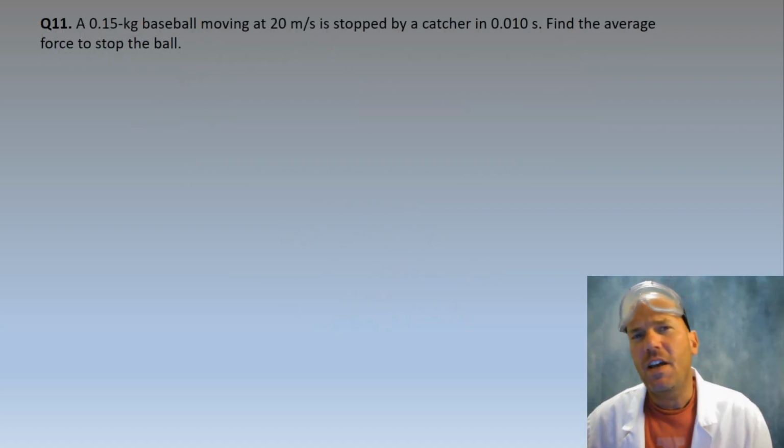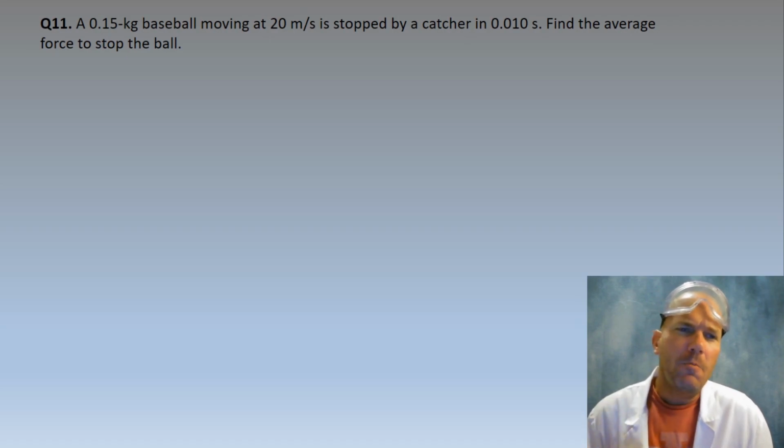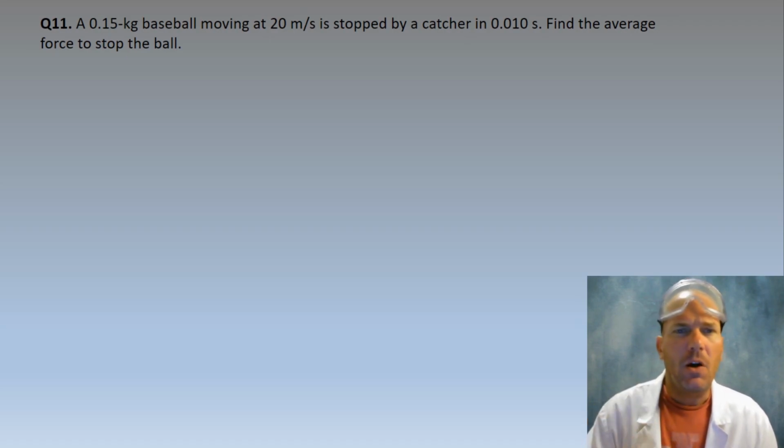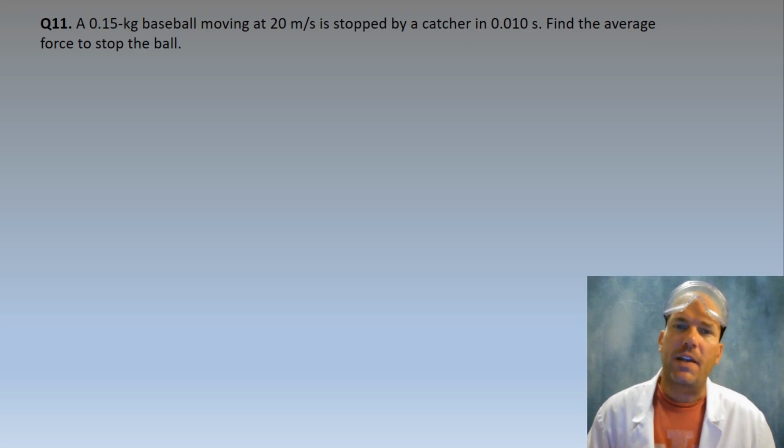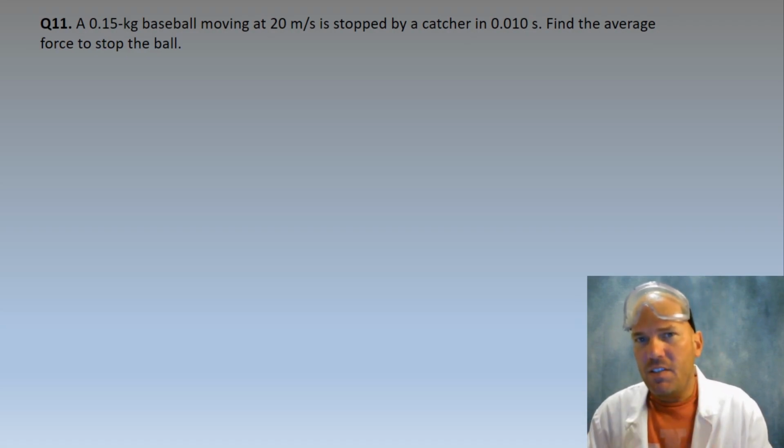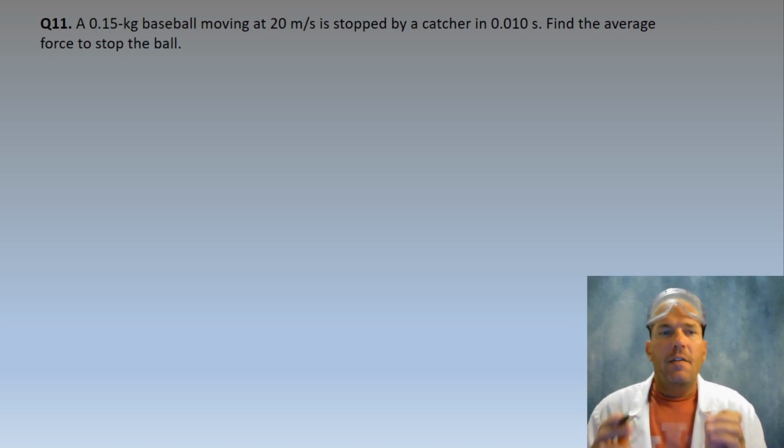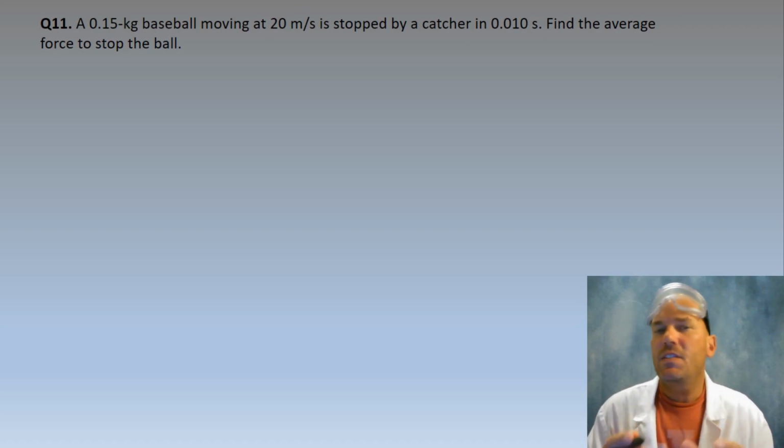All right, question 11. A 0.15 kilogram baseball is moving at 20 meters per second and is stopped by a catcher in 0.010 seconds. Find the average force to stop the ball.